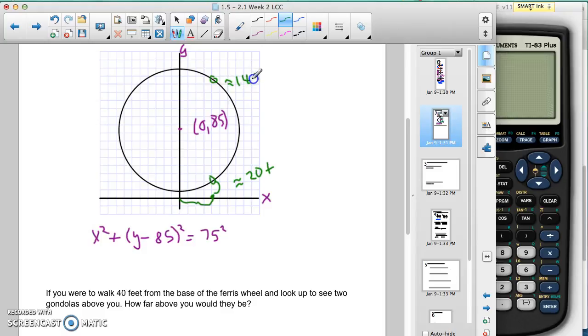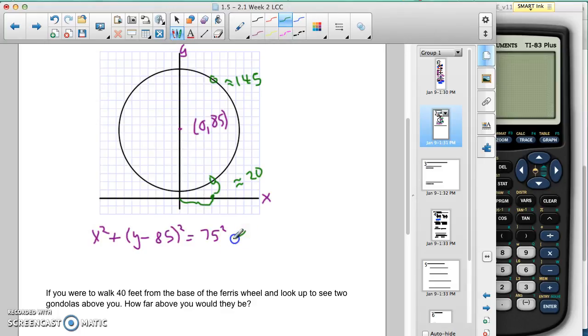So counting up, I'm thinking that that's how many feet this is. So about a little more than 100, a little more than 20, and a little more than 145. So let's just verify that. Let's try to use the algebraic equation. Let's use this equation right here to try to compute those values.